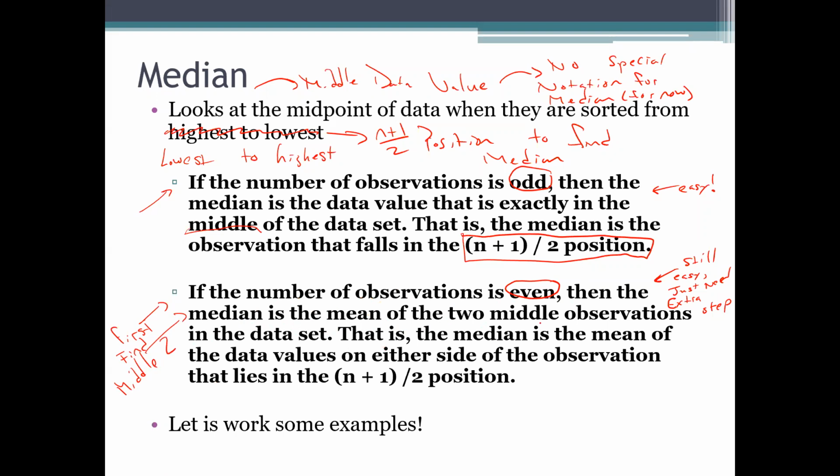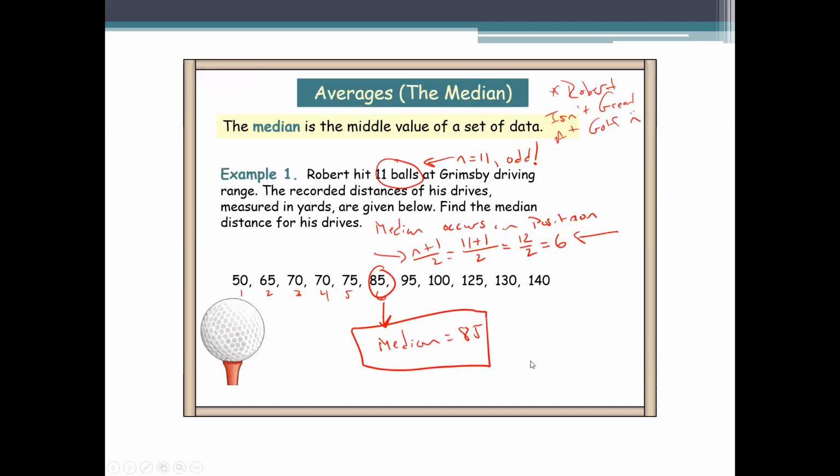That is, the median is the mean of the values on either side of the observation that lies in the (n+1)/2 position. We're still going to use this (n+1)/2, we're just going to use it to find the middle two observations. Let me show you that.